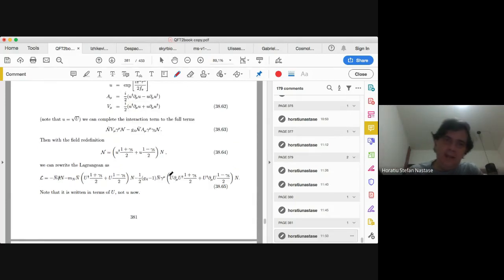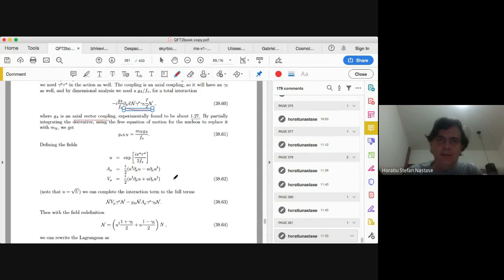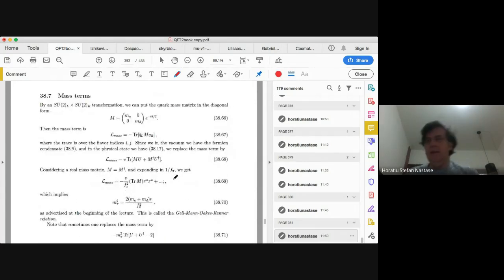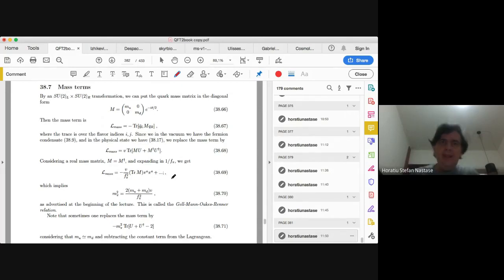Okay, so that's another way of writing the pion interaction. And finally, the last thing I want to say is about the mass terms. In the original Lagrangian for QCD, we had some mass terms for up and down quarks.